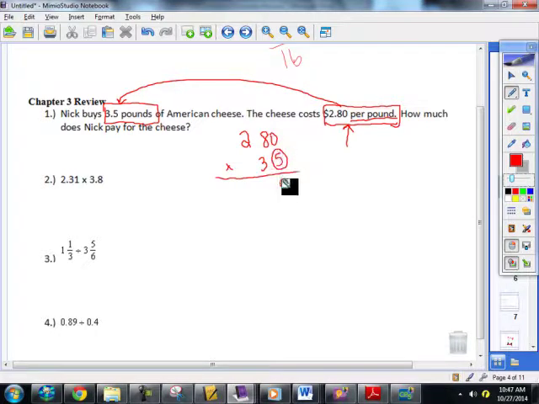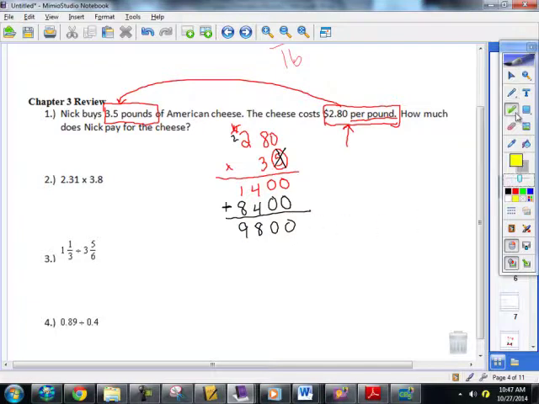5 times 0 is 0. 5 times 8 is 40. Carry 4. 5 times 2 is 10, plus 4 would be 14. Okay? Get rid of your carry. You're done with that place value, so you must put a placeholder there. And then 3 times 0 is 0. 3 times 8 is 24. 3 times 2 is 6, plus 2 would be 8. Now we're ready to add. 0 plus 0. 4 plus 4 is 8. 1 plus 8 is 9.